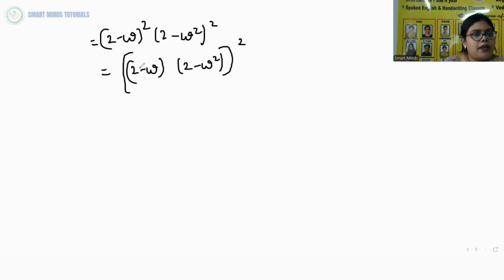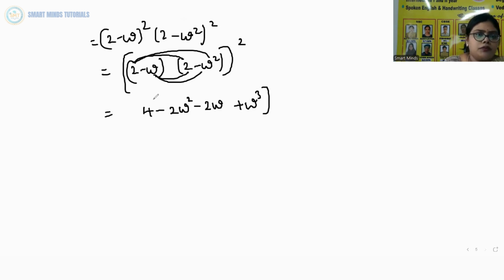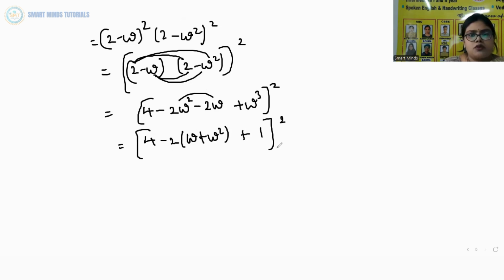Now I will open the brackets, like I will multiply this into this, this into this, this into this, this into this. So that is 4 minus 2 omega square minus 2 omega plus omega cube whole square. So that is 4 minus, if I take 2 common between these two, I get omega plus omega square plus omega cube is 1, no? So that is whole square.